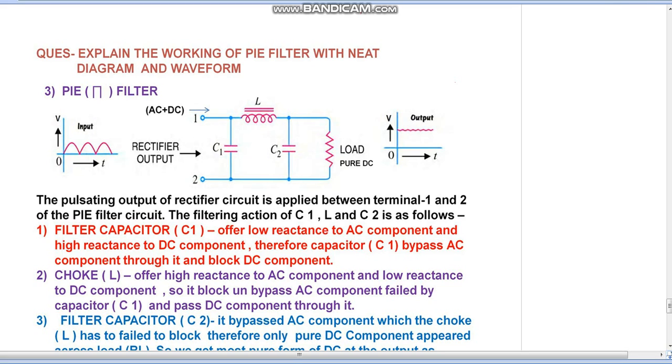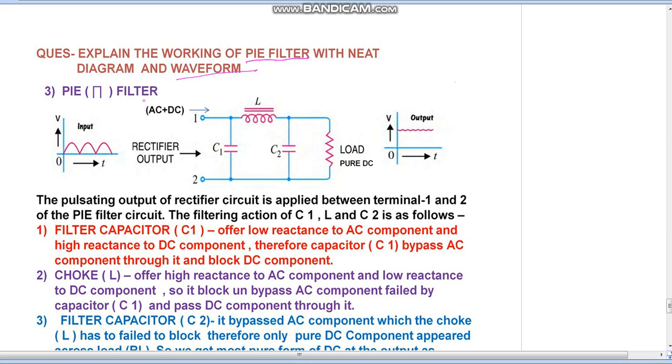Here the third type of the filter circuit is a pi filter circuit. There is a question: explain the working of pi filter circuit with neat diagram and its waveform. So here the diagram is shown.